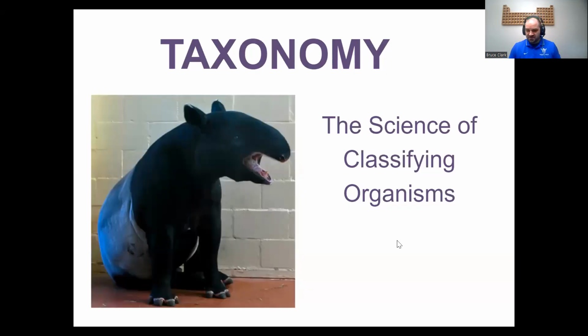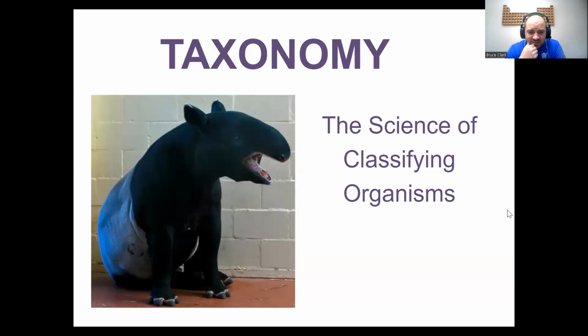All right. Hey, we are starting a brand new unit here, and our new unit is taxonomy. All right. Taxonomy is different from taxidermy. Taxidermy is when you go hunting and shoot a deer and want to get it mounted to hang up in your basement or something. That's taxidermy. Taxonomy is just the science of classifying organisms.